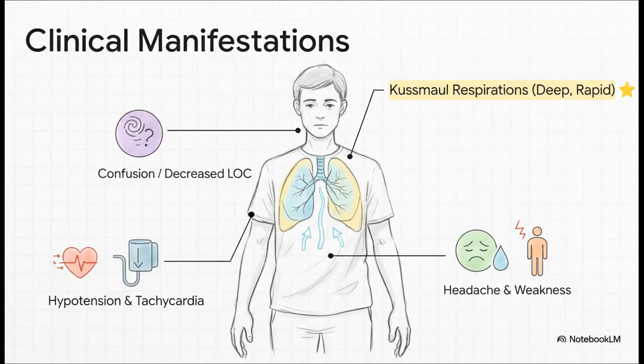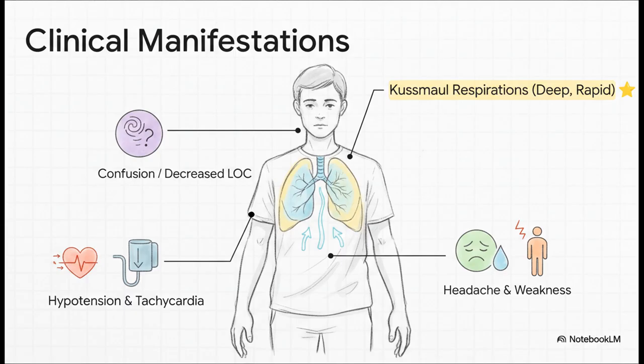Let's start with the big one, the most classic sign, Kussmaul respirations. This isn't just breathing fast. It's this deep, rapid, almost desperate-looking breathing. And it's not a lung problem. It's the lungs trying to save the day by blowing off all that extra CO2. You see it classically in DKA.